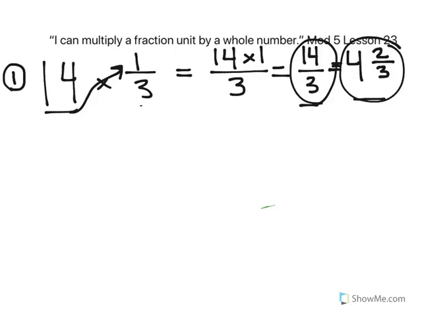All right, guys, that wraps up Module 5, Lesson 23. I can multiply a fraction unit by a whole number. You're going to choose one strategy to use, either multiplication or the repeated addition.